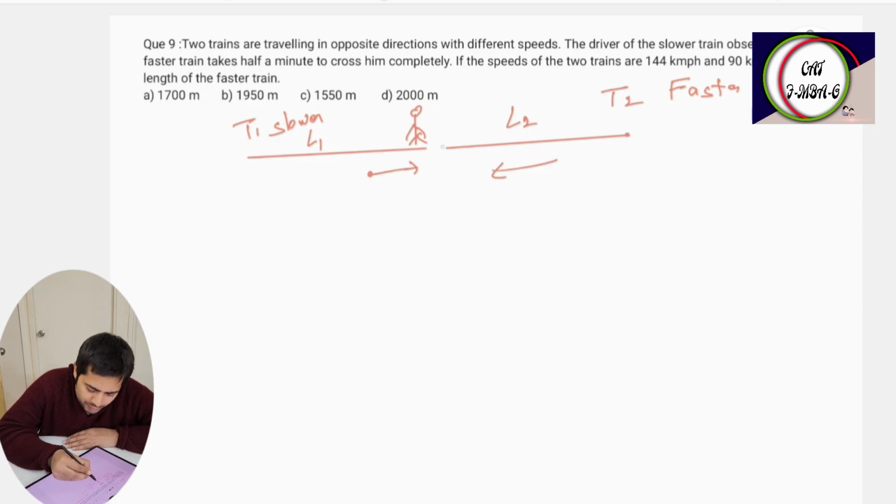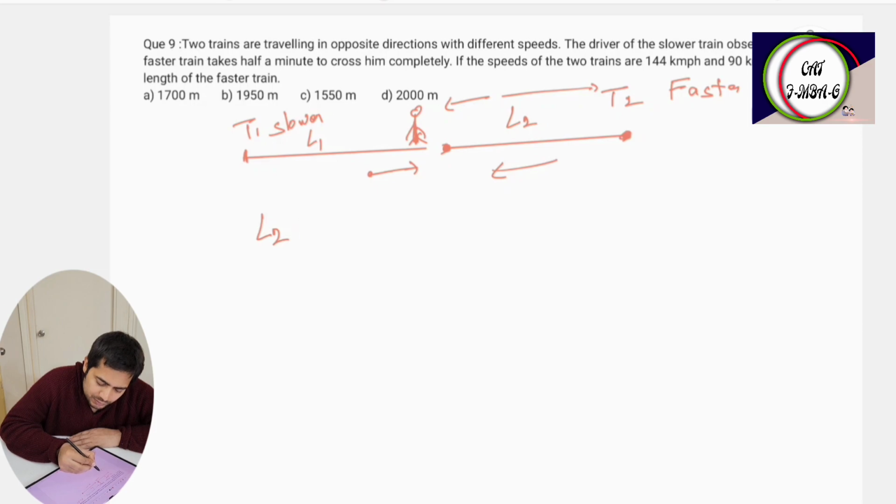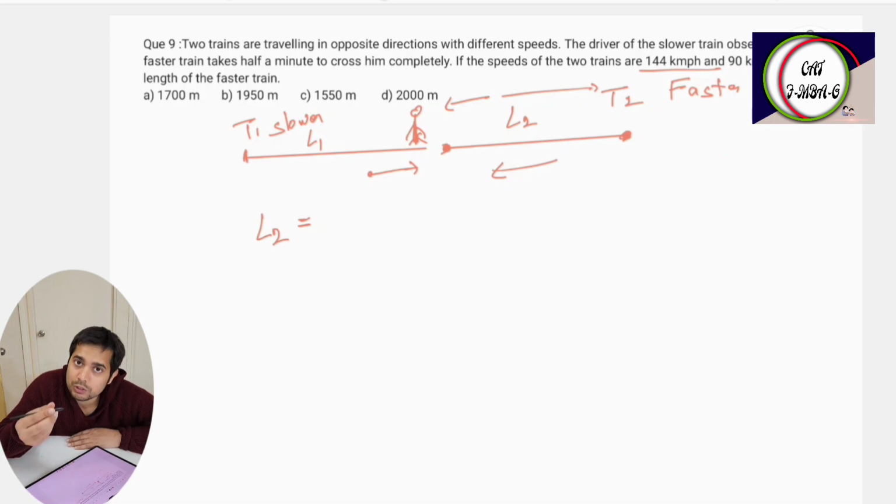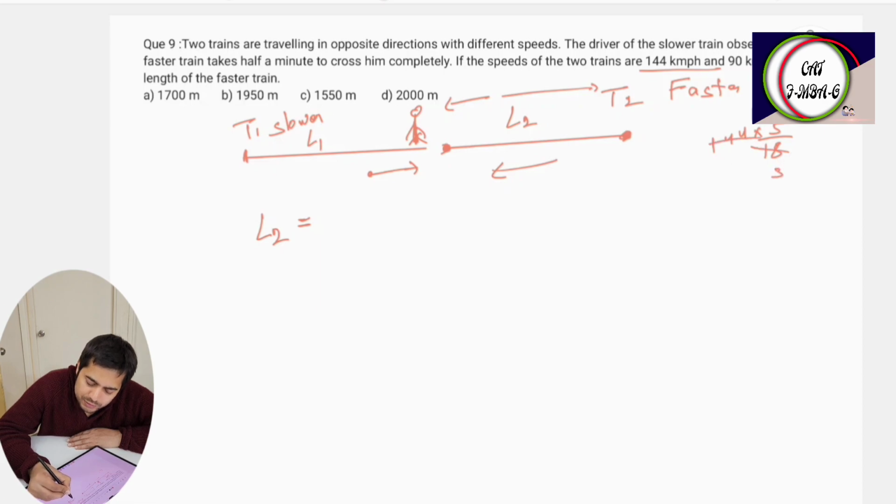So this faster train takes only half a minute to cross the driver. The distance covered is only L2, because the driver is sitting here. If he were at the rear end, then it would be L1 plus L2. Distance is equal to speed into time. The driver is stationary, and the two speeds are 144 km per hour, which is obviously the faster train, 144 into 5 by 18, so 40 meter per second, and 90 into 5 by 18.